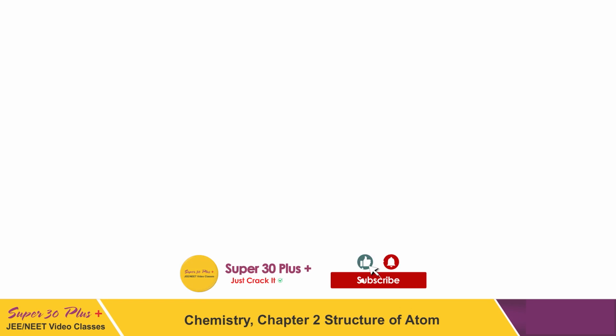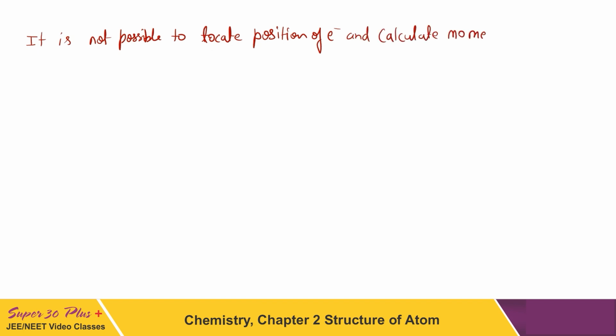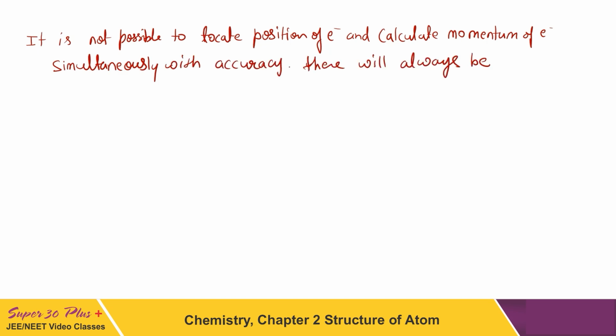Alright, now here we go. What is Heisenberg's uncertainty principle? Like I told you, students, uncertainty means things are not certain. Like I gave you the example, whenever you throw any dice, what will come is always uncertain. Similarly, he says it is not possible to locate the position of an electron and calculate the momentum of the electron simultaneously with accuracy. There will always be some error.